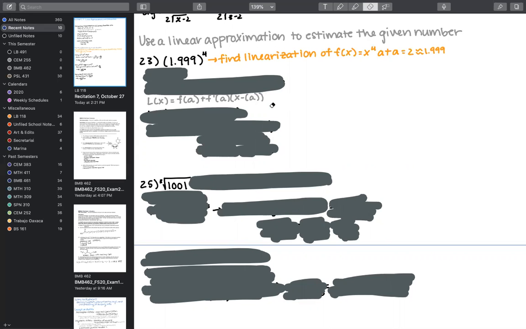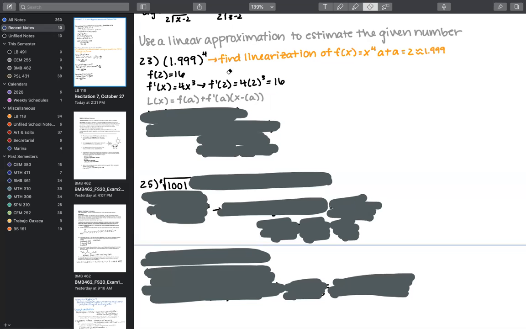So I'll erase this bit down here. So we've got the linearization equation for reference. For the linearization equation, we're going to need f of a and we're going to need f prime of a. We already have what we need for this, and so we need to find these two. So f of 2 is equal to 16.